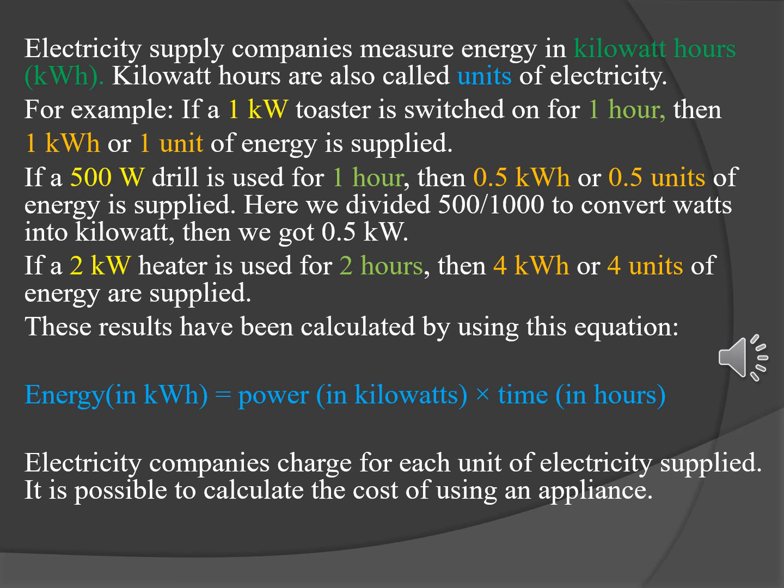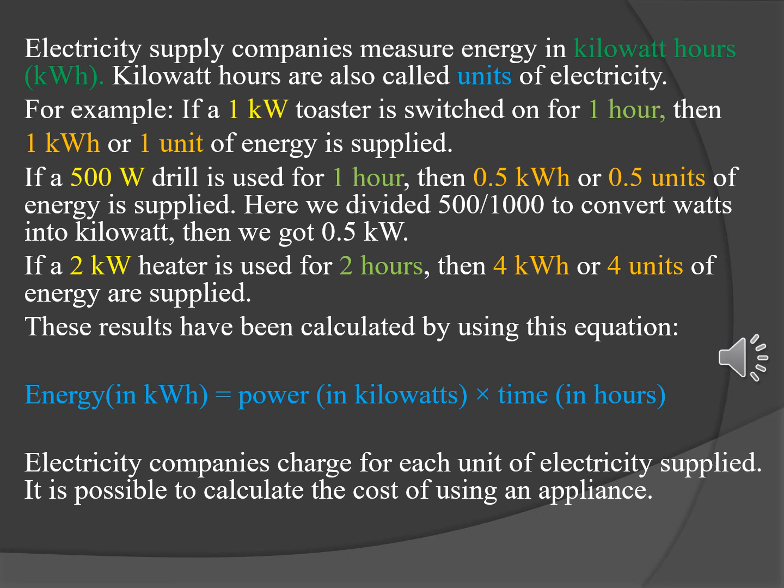For example, if a 1 kilowatt toaster is switched on for 1 hour, then 1 kilowatt-hour, or 1 unit of energy is supplied. If a 500 watts drill is used for 1 hour, then 0.5 kilowatt-hours, or 0.5 units of energy is supplied. Here we divided 500 over 1000 to convert watts into kilowatt, then we got 0.5 kilowatt.